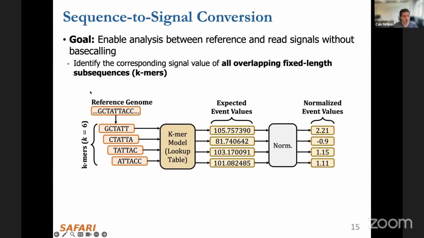And how do we do this? We essentially identify the corresponding signal value of all overlapping fixed-length subsequences that we call k-mers. So we extract all these k-mers from a reference genome. Let's say these are 6-mers in this example. And we usually have a lookup table that is previously generated, where we can check the table to see what is the expected signal value if I were to sequence that particular 6-mer sequence.